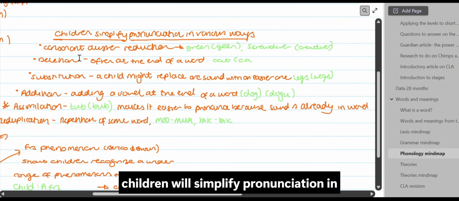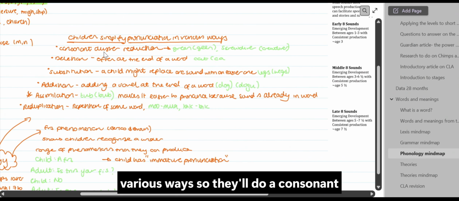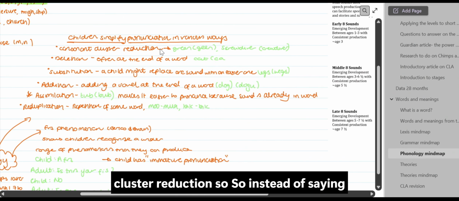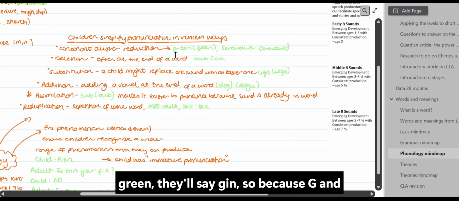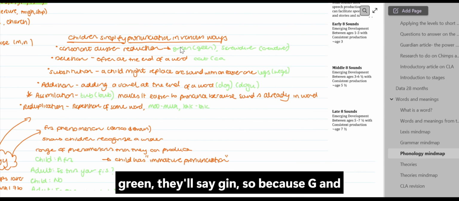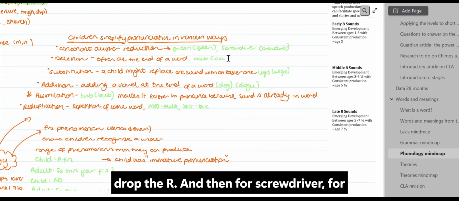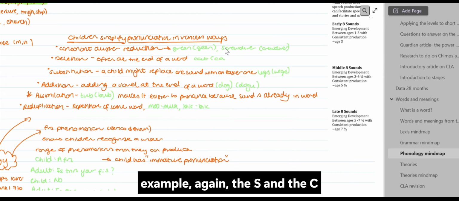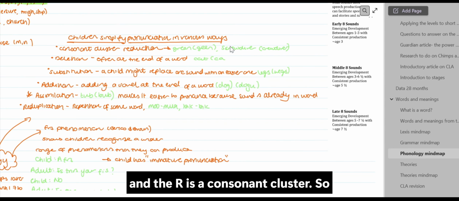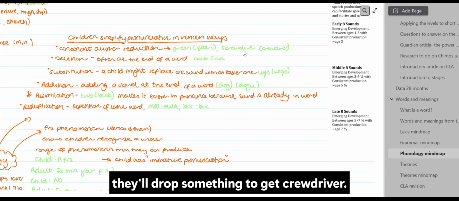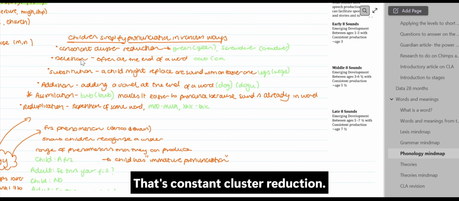Now, children will simplify pronunciation in various ways. So they'll do a consonant cluster reduction. So instead of saying green, they'll say geen. Because G and R, that's a consonant cluster, so they'll drop the R. And for screwdriver, for example, the S, C and R is a consonant cluster, so they'll drop something to get crewdriver. That's consonant cluster reduction.